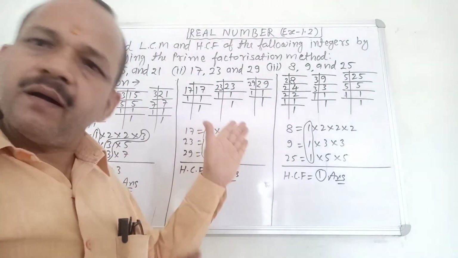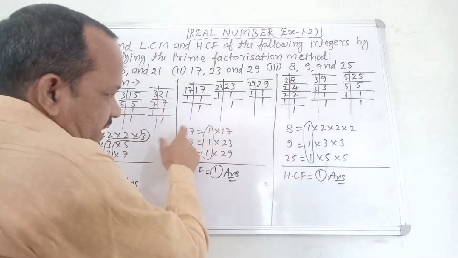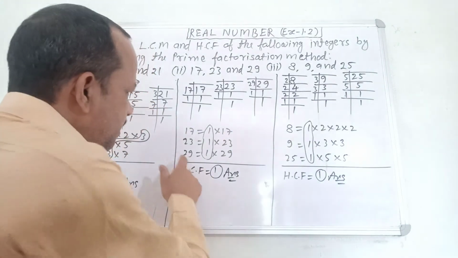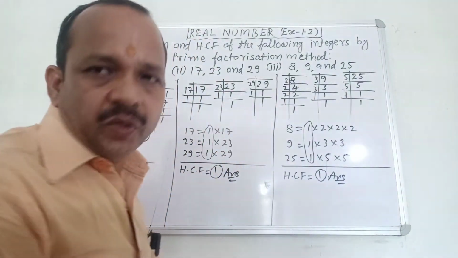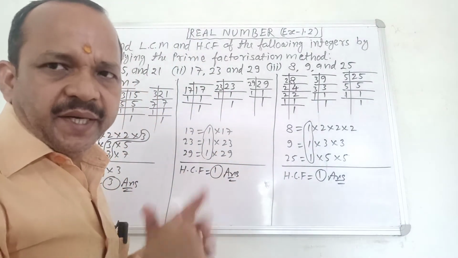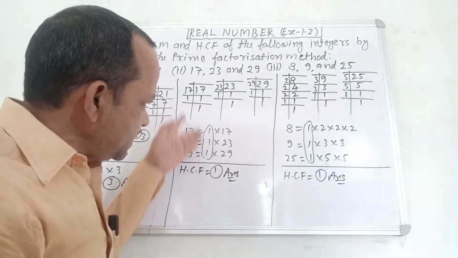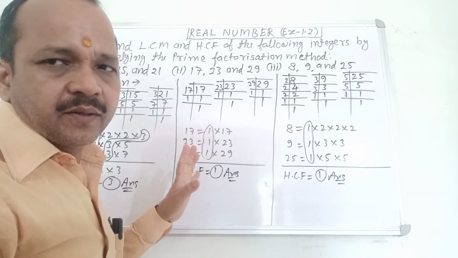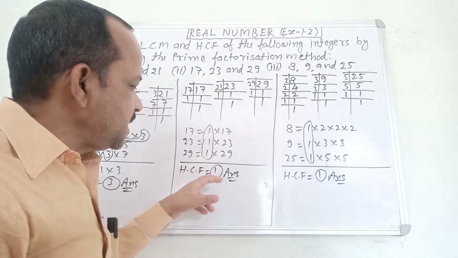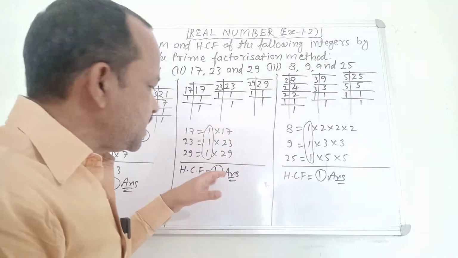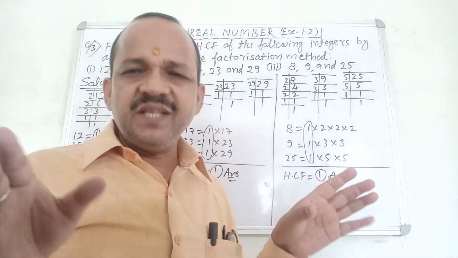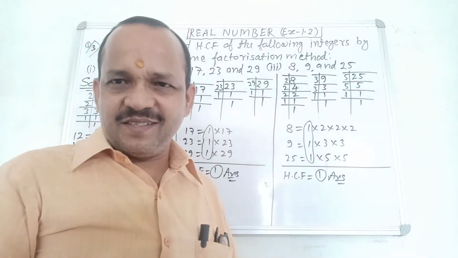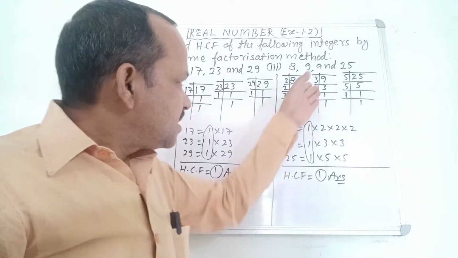Now you write all the numbers. 17 equal to 1 multiply 17. 23 equal to 1 multiply 23. 29 equal to 1 multiply 29. Choose the common number in all. Here 1 is common in all. So you write HCF equal to 1. Here your HCF is 1. Clear? No confusion. Finding the HCF is very easy. Clear? Third question.